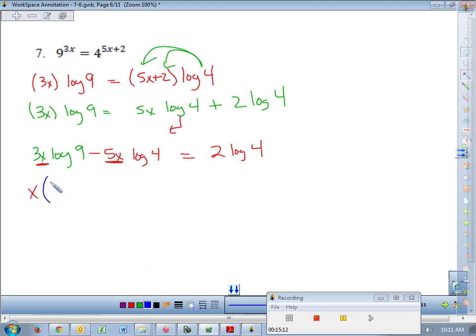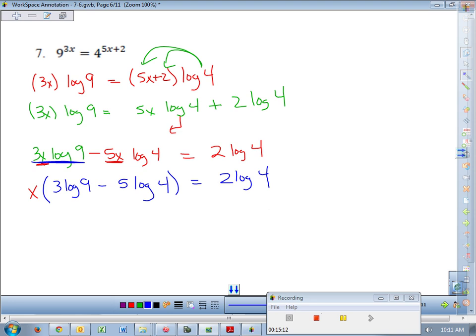What would be left in this guy if you factored out an x? What would be left? 3 logs of 9 minus 5 logs of 4. Because all we did was say, hey man, I'm going to factor out an x in each one of these terms. And that should equal 2 logs of 4.